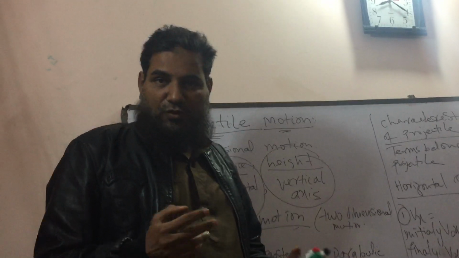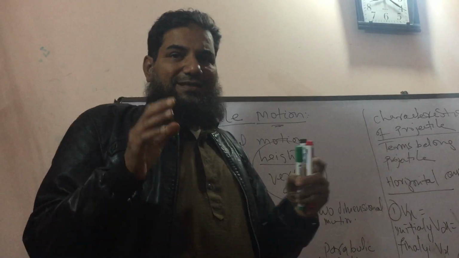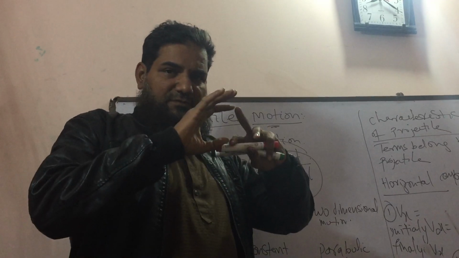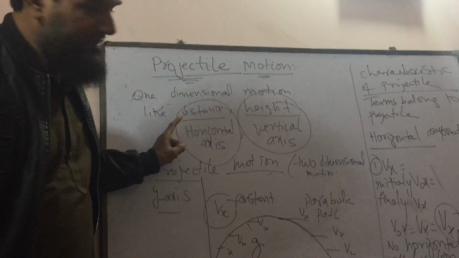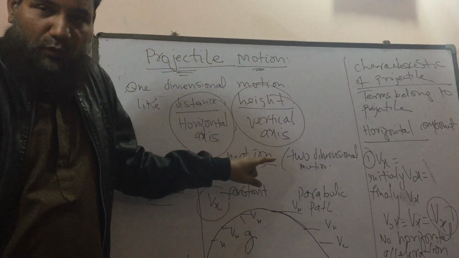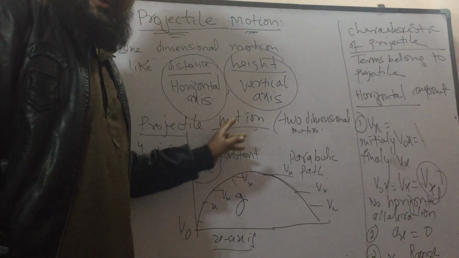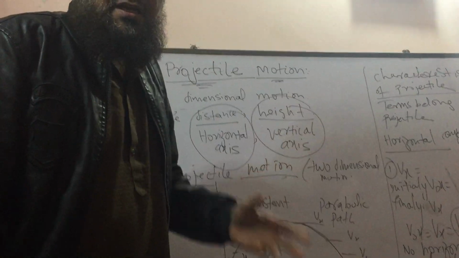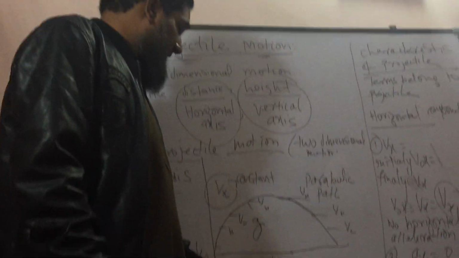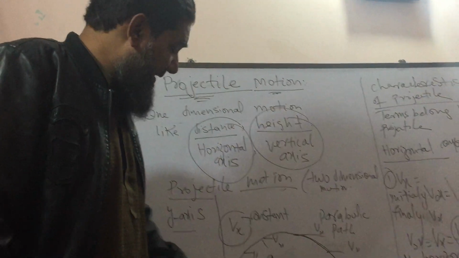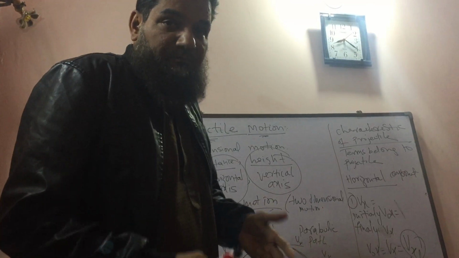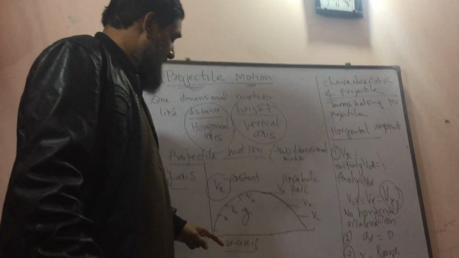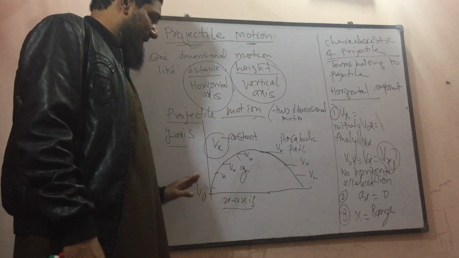Okay, students, what is the horizontal component? Clear? In this whole lecture we have studied one-dimensional movement, distance horizontal and height vertical, and secondly projectile movement, which is two-dimensional. Why do we say it is two-dimensional? Because it involves the x-axis and y-axis, both axes. Therefore it is called two-dimensional movement because it is in both axes.